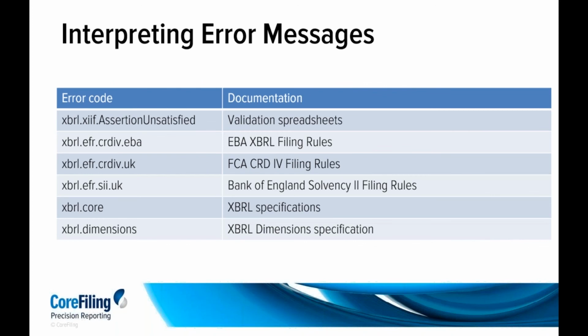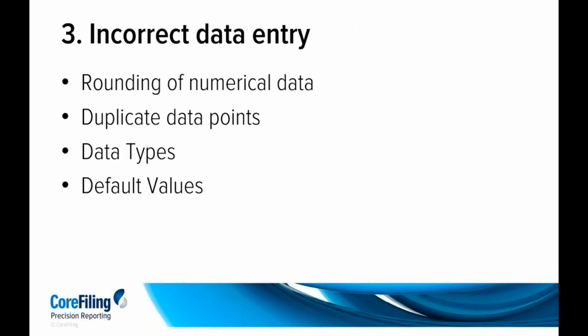As a final note here, not all validation failures are XBRL formula. And here's a quick cheat sheet for you. If you look at your error code, in both of the previous ones it was xbrl.xiif.assertion unsatisfied. And this just gives you an idea of which documentation to look at when you get a certain error code. And hopefully that's useful to you.